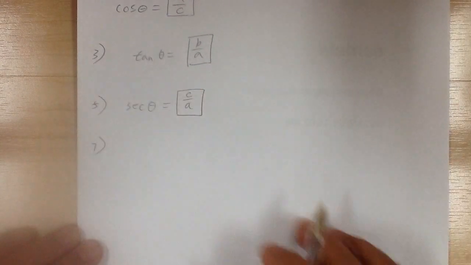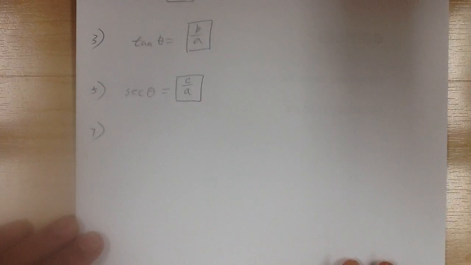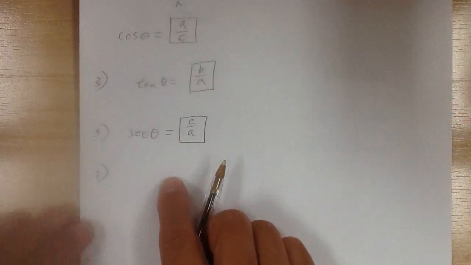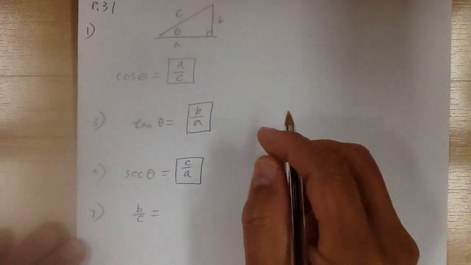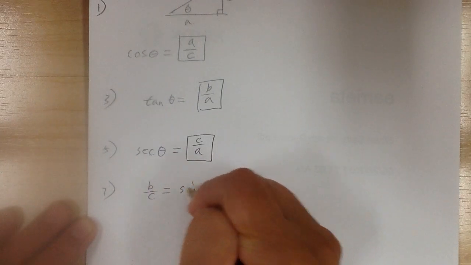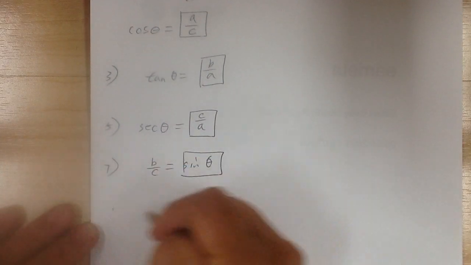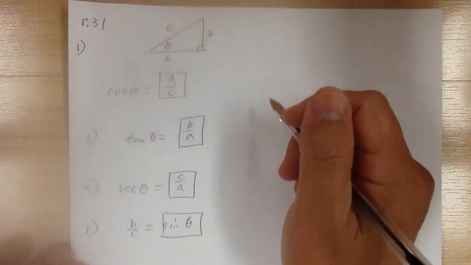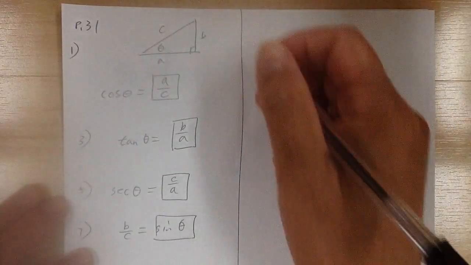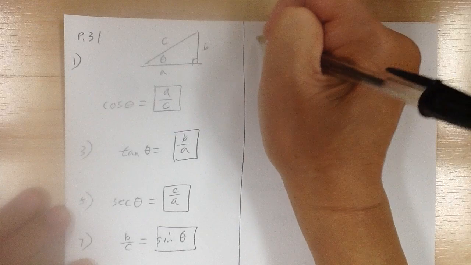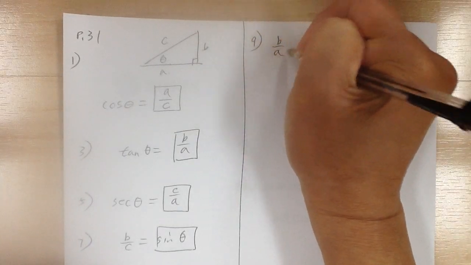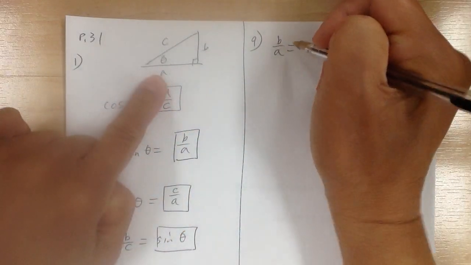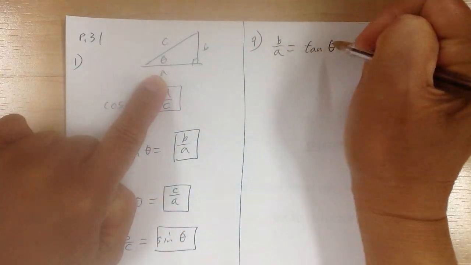Okay, number 7. Number 7 is going backward, so B over C. Okay, so B over C, so this would be sine theta. Okay, I'm going to do it over here, so you can see the picture more easily. Okay, number 9, B over A. So B over A, this is the tangent theta.